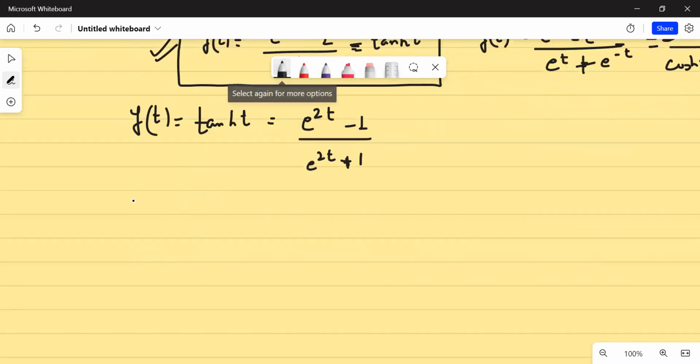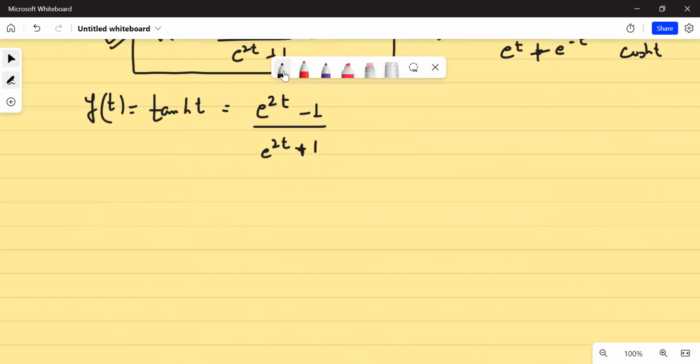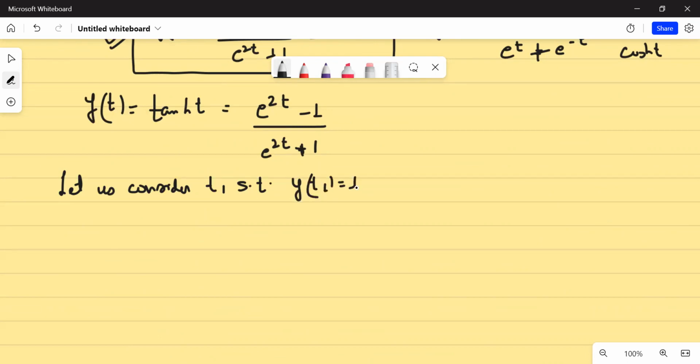So according to the question also, let us consider that there is some t1 such that y(t1) is equal to 1. मान लेते हैं y(t1) equal to 1. What does it mean? It means that y(t1) would be equal to 1.